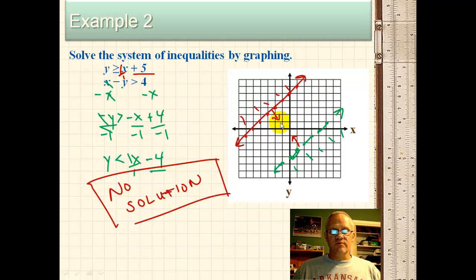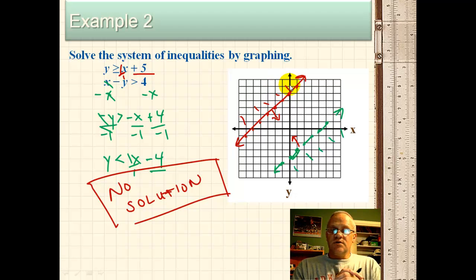Or if they were both shaded below, the red one was shaded below and the green one was shaded below, they wouldn't overlap in the middle, but if you kept going, they would overlap on the bottom. Or if they were both shaded up, they wouldn't overlap down here in the middle, but if you kept going, they would get shaded above.